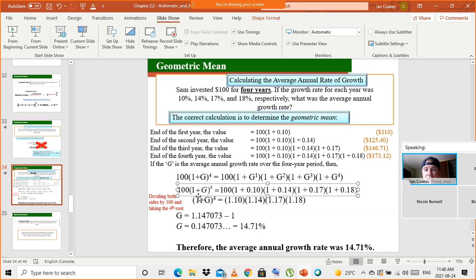1.147073. This number 1 over here comes to this side because we've got to solve for g. Ultimately, the whole thing that we're solving for is this one right here. And you'll get a number there of 14.71%. That's what we're looking for there.